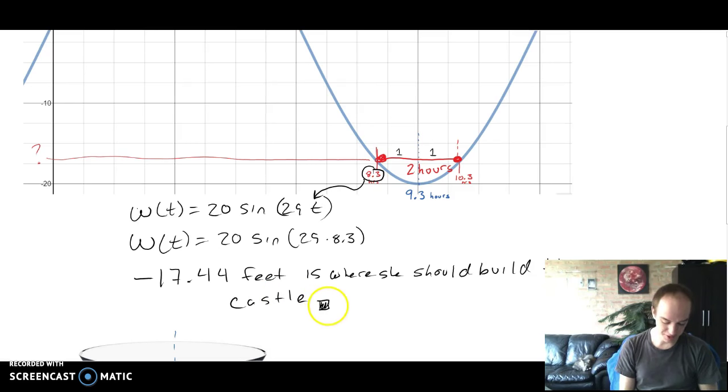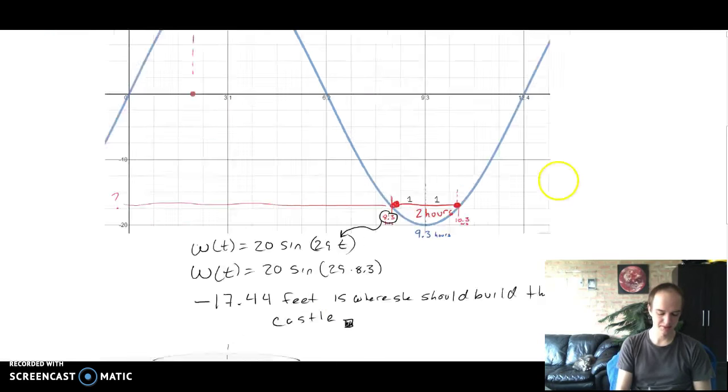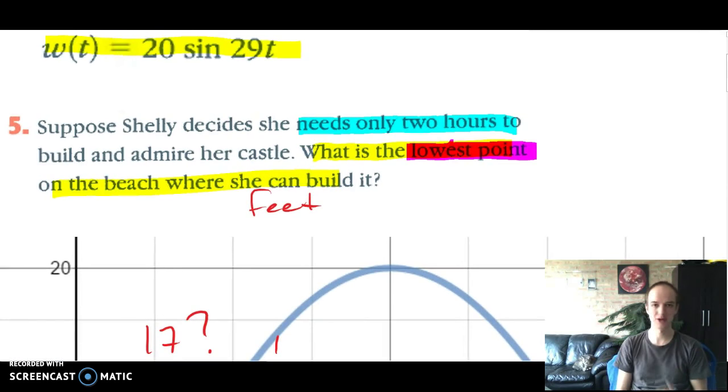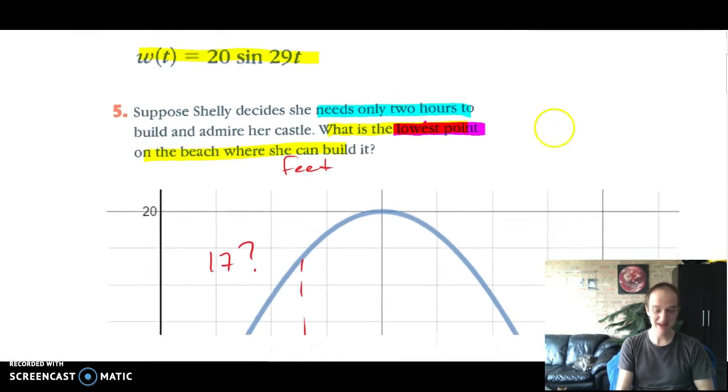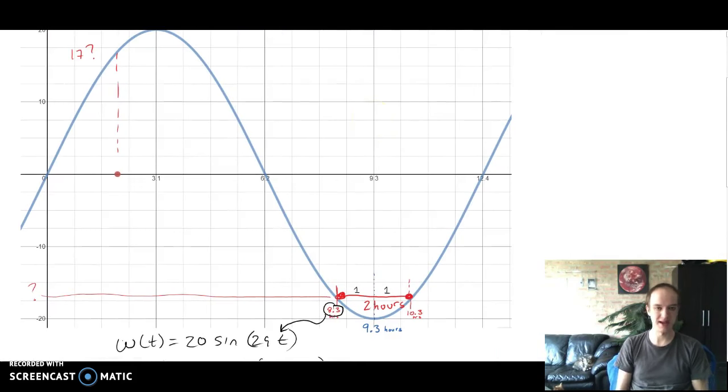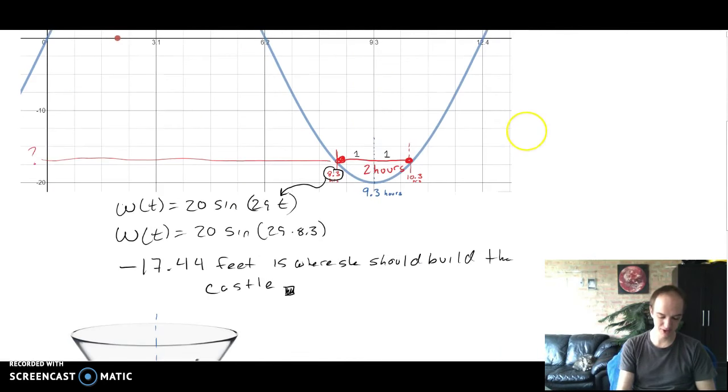And that's how you solve problems like sandcastles number 5. So again, the hardest part of this problem is not the math. It's understanding what it's asking. So take a careful look at the question, whenever you get a question like this, to try to understand what it's asking. And as always, the graph is the best way to understand what it's asking. And having an idea of what the picture looks like is going to really, really help you out.